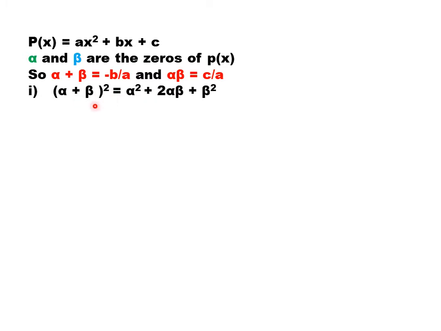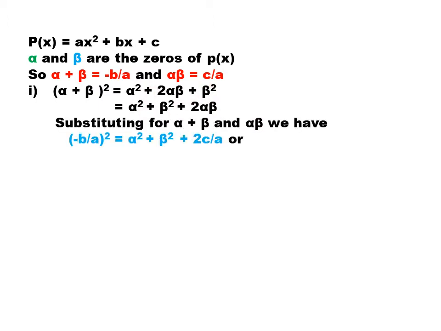So we will find the value of alpha plus beta the whole square. This is equal to alpha square plus 2 alpha beta plus beta square. So we rewrite this as alpha square plus beta square plus 2 alpha beta. Substituting the values, for alpha plus beta we substitute minus b by a. So it becomes minus b by a the whole square is equal to alpha square plus beta square. For alpha beta we put the value of c by a. So it becomes 2 into c by a.